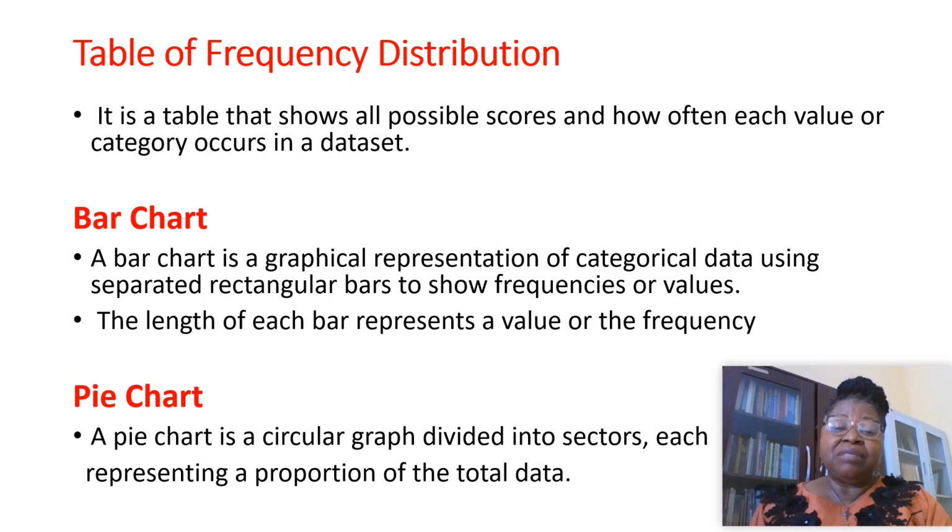Table of frequency distribution. What is table of frequency distribution? It is a table that shows all possible scores and the number of times each score occurs. Then bar chart is a graphical representation of categorical data using separated rectangular bars to show the frequencies of value. The length of each bar represents a value or the frequency of that value or the score. When we say pie chart, a pie chart is a circular graph divided into sectors, each sector representing a proportion of the total data. So in case of pie chart now, we use a circle to represent it.